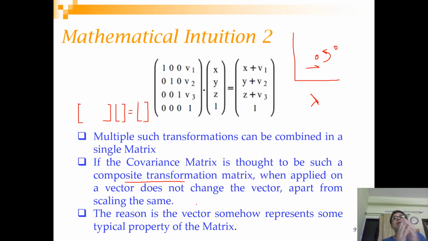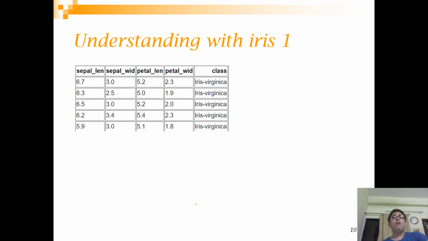The covariance matrix can be thought of as a complex composite transformation having scaling, rotation, reflection, and many other things. If that is applied on the vector, it doesn't change the vector, because that vector somehow understands or resonates with some characteristics of this transformation matrix. All right, so now let's continue and understand this with the example of iris.